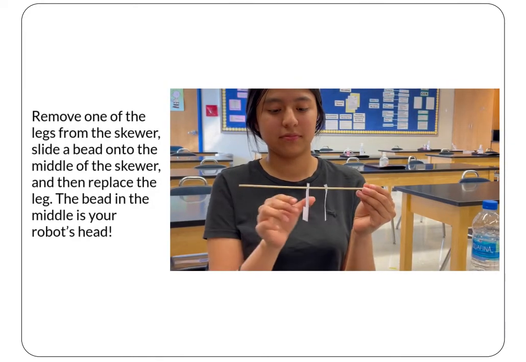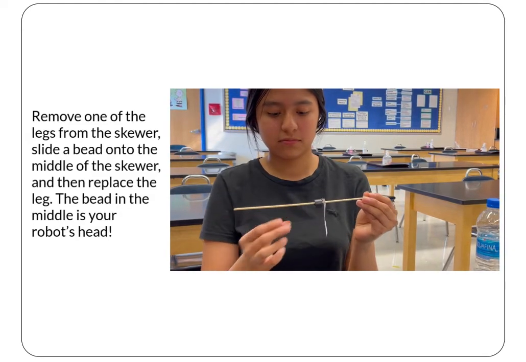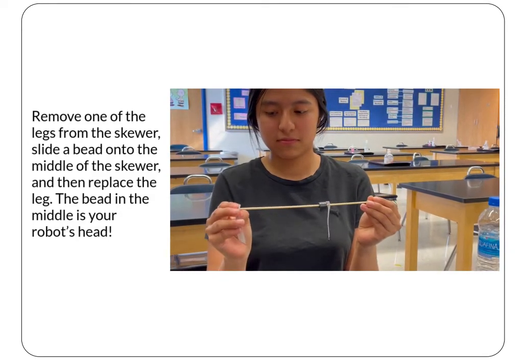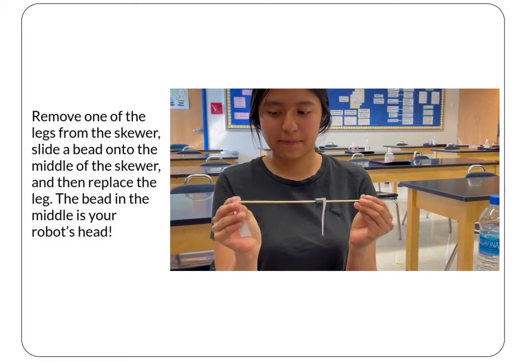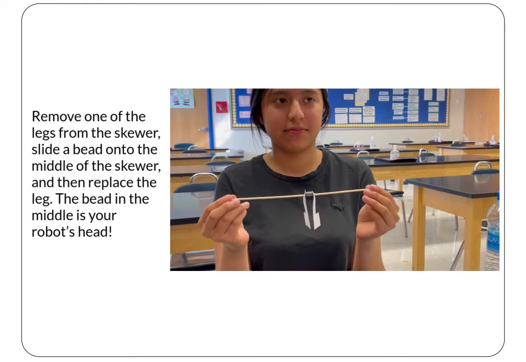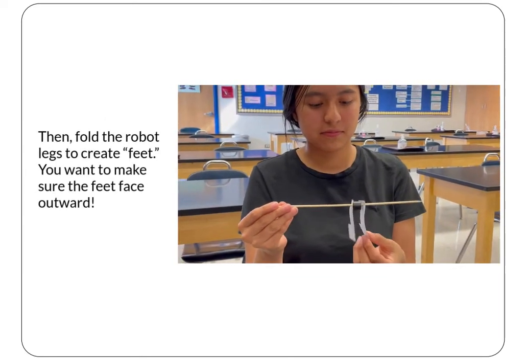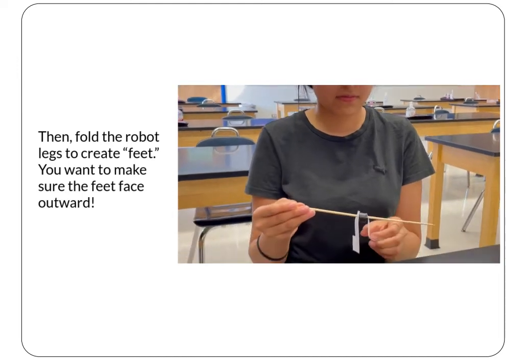Remove one leg, slide a bead onto the middle of the skewer. Then replace the leg on the other side of the bead. With the toes pointing toward you, fold one foot out to the left and the other foot to the right.